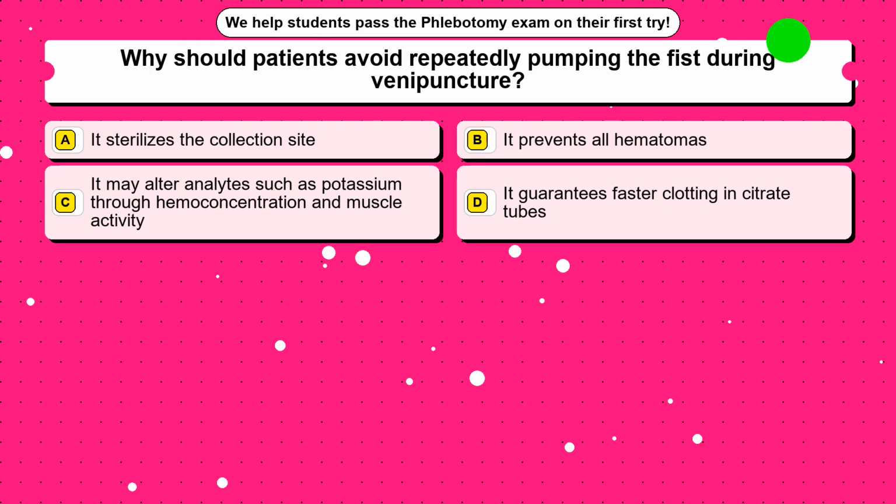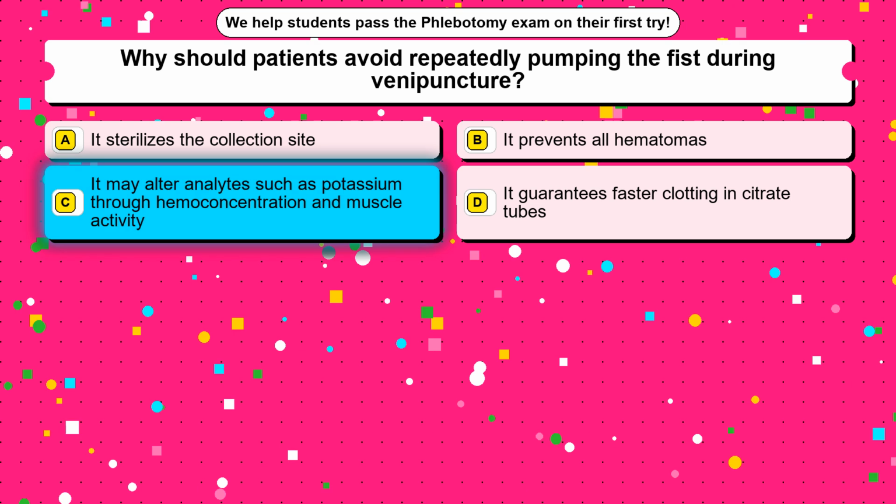Question 31. Why should patients avoid repeatedly pumping the fist during venipuncture? Option A, it sterilizes the collection site. Option B, it prevents all hematomas. Option C, it may alter analytes such as potassium through hemoconcentration and muscle activity. Option D, it guarantees faster clotting in citrate tubes.